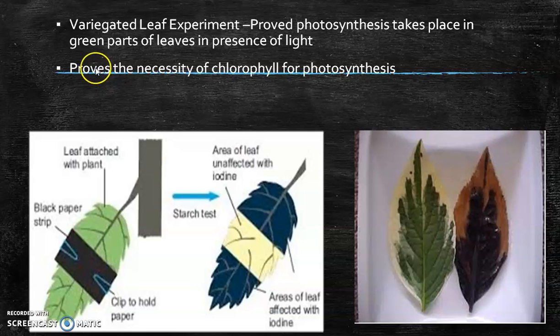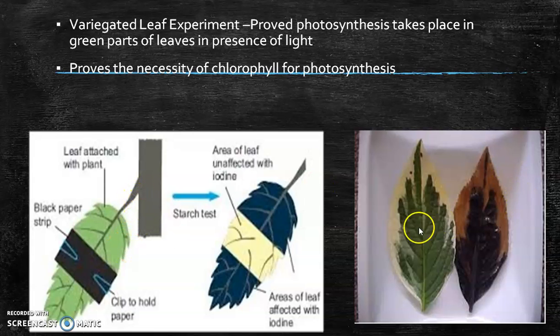And this is an important experiment, the variegated leaf experiment. What is meant by variegated leaf? It contains both green and non-green parts. This experiment is done to prove photosynthesis takes place only in the green part of the leaves, in the presence of light. So how to do this experiment?